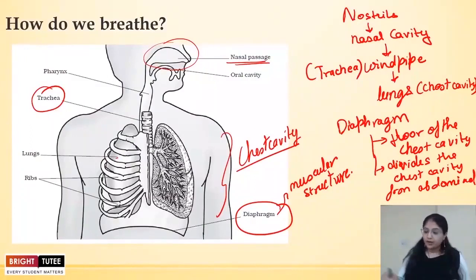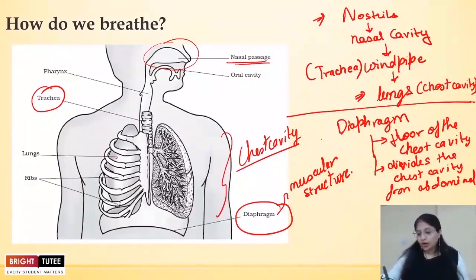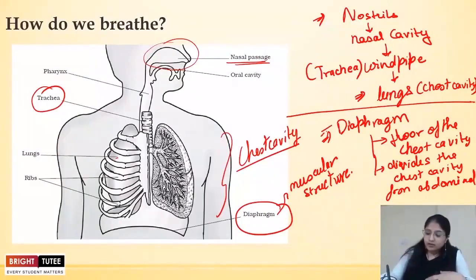Now over here, we only talked about the air going from the nostrils to the lungs. So why do you think we are talking about the diaphragm? Why are we saying that the diaphragm is the muscular structure that forms the floor of your chest cavity? The reason to talk about the diaphragm is that during the inhalation and exhalation process, this muscular structure plays a very important role. We are going to see how, in coordination with the diaphragm and ribs, inhalation takes place.